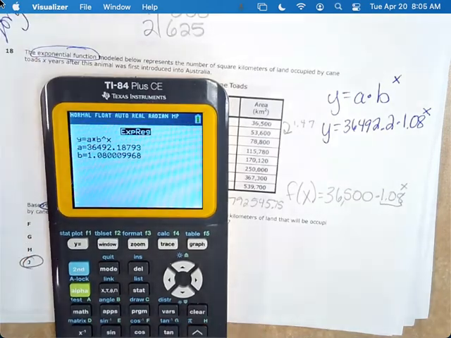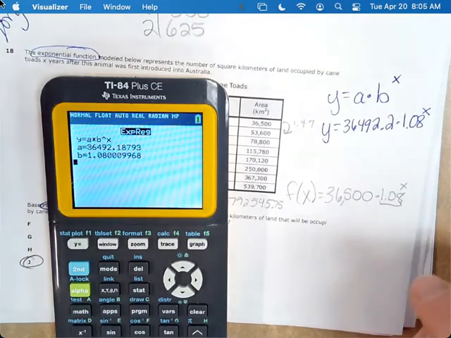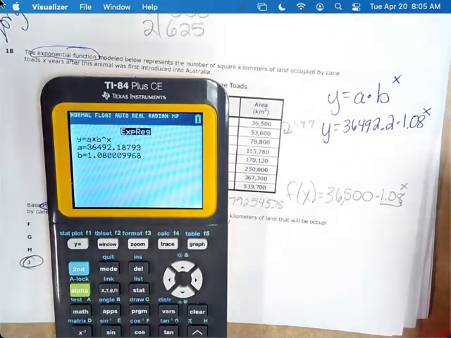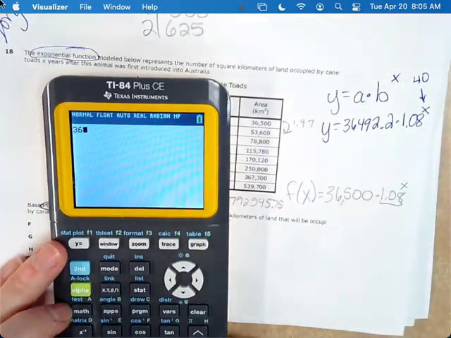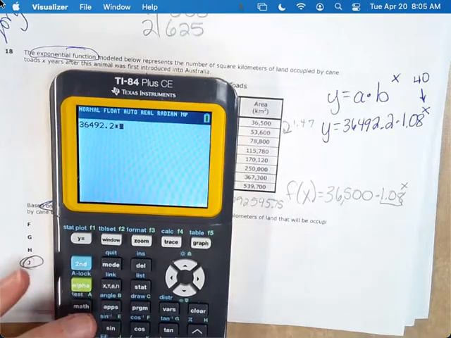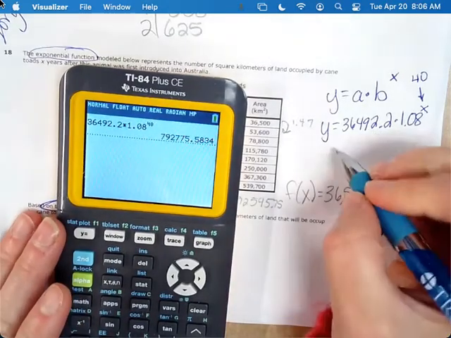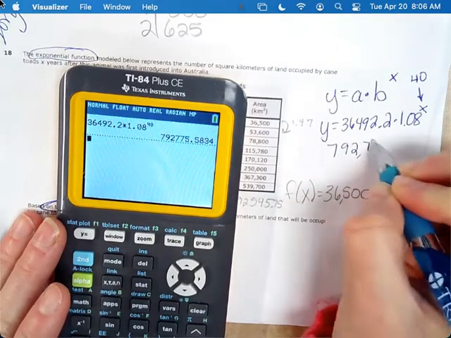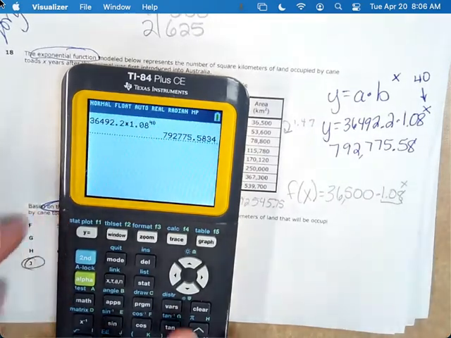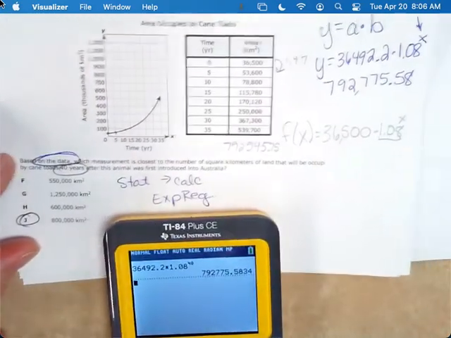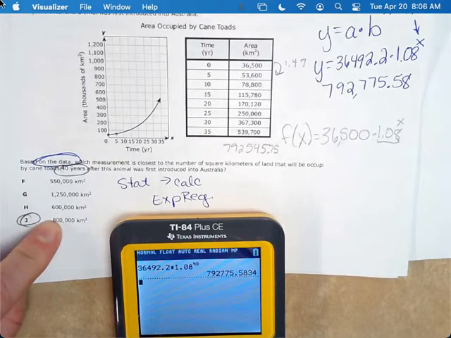And they want us to predict for 40 years. So how could we use this equation to predict for 40 years? Replace the x with 40. Yep. So plug in the 40. So we do 36,492.2 times 1.08 raised to the 40th. That gives 792,775.58. So then we're able to see 40 years, it's closest to 800,000.